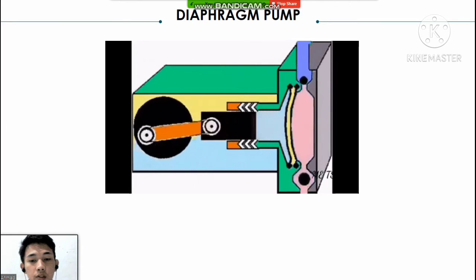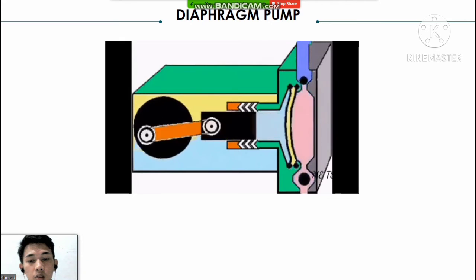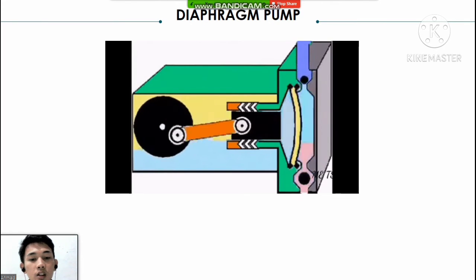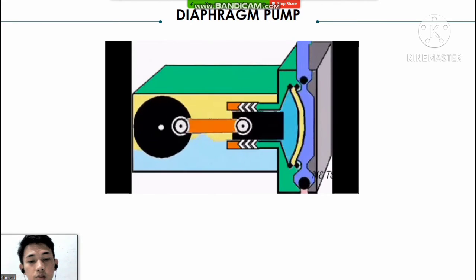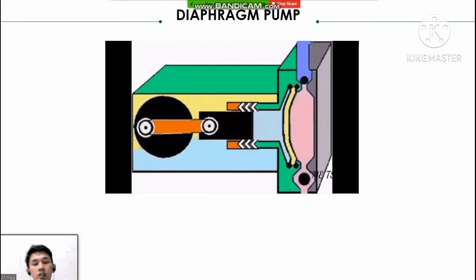Diaphragm pumps deliver a hermetic seal between the drive mechanism and the compression chamber, allowing the pump to transfer, compress, and evacuate the medium without lubricants.